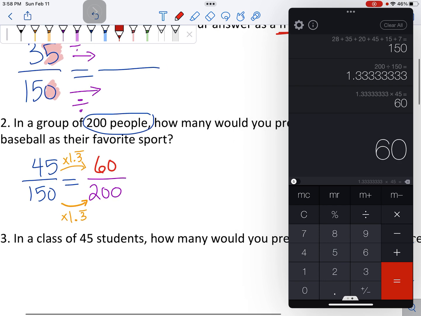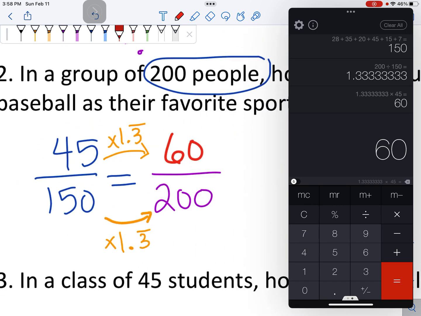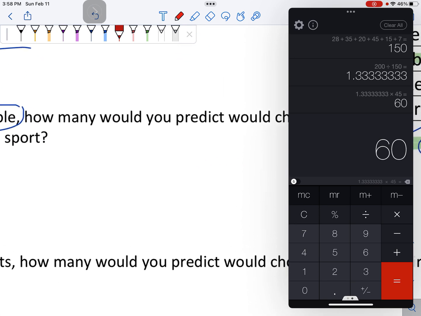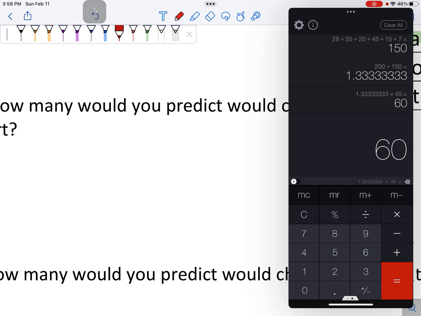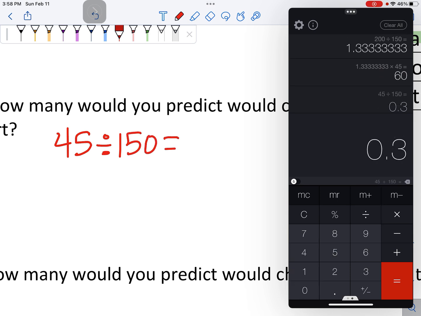Alternatively, we can write 45 150ths, that original fraction right here. We can write that as a decimal. To do that, we're going to put it in our calculator. 45 divided by 150. I don't expect you to know the answer. Gets me, oh, that's not so bad, 0.3.